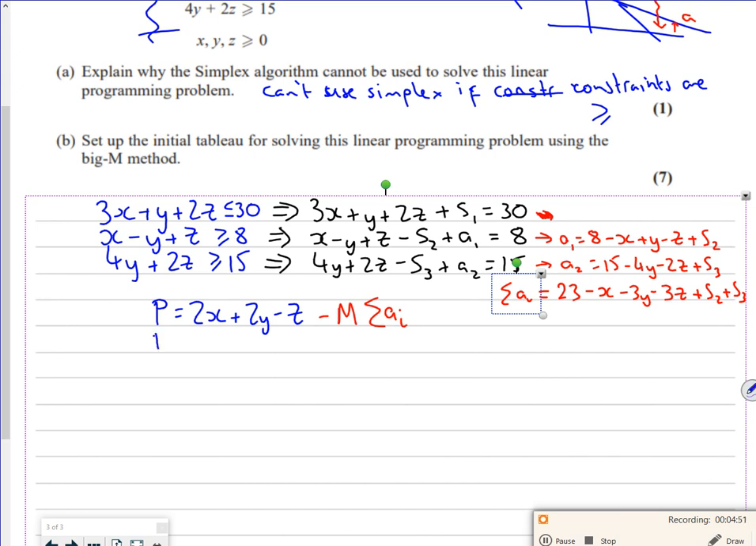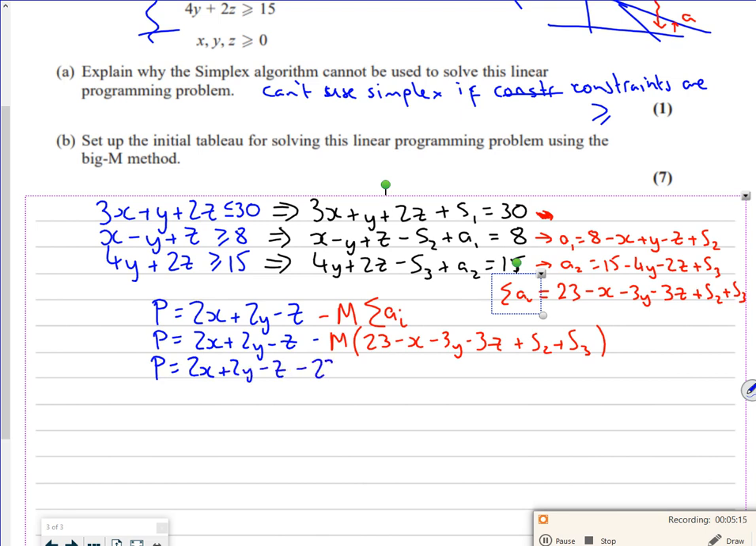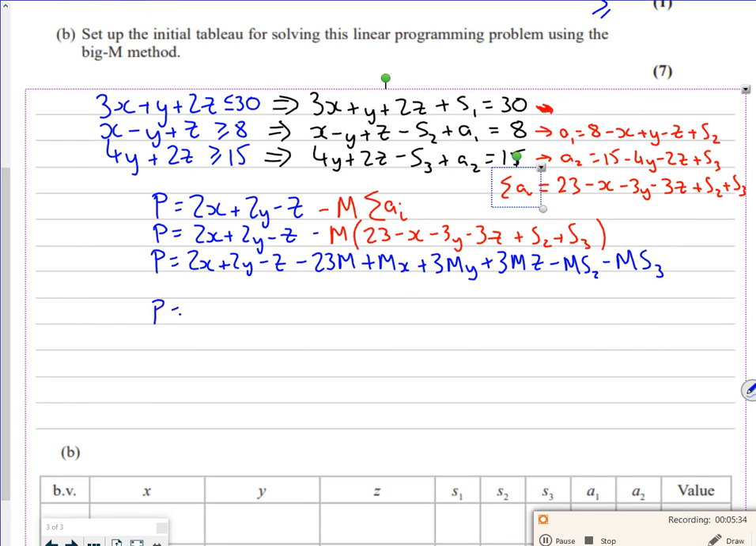Right, so then I've got my 2x plus 2y minus z minus M lots of this: 23 minus x minus 3y minus 3z plus s2 plus s3. I'm bound to make a mistake here, aren't I? So I've got a 2x, a 2y, a minus z. I've got minus 23M. I've got plus M lots of x, plus 3M lots of y, plus 3M lots of z, minus M lots of s2, minus M lots of s3. Watch me on my signs, because you know I'm going to make a mistake.